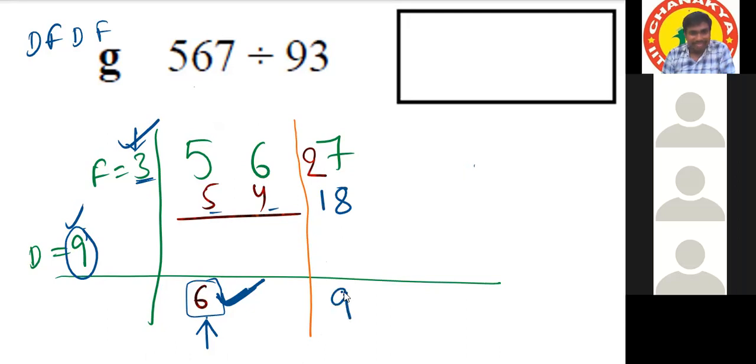What happened to you? You are doing big calculations, but you are forgetting small things. Addition, subtractions. Okay, here the answer is 6 with a remainder of 9. 6 with a remainder 9.